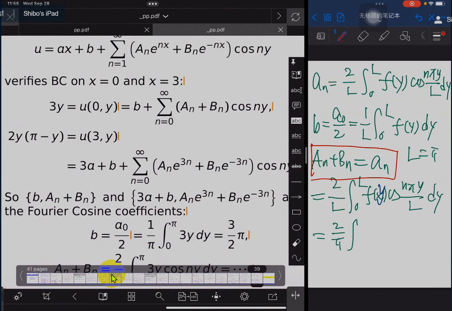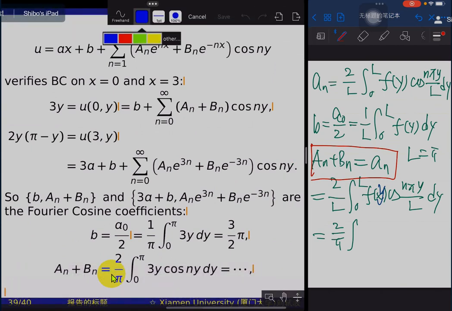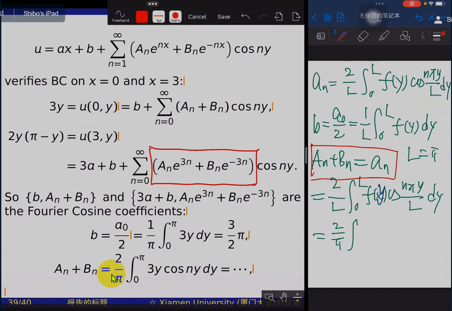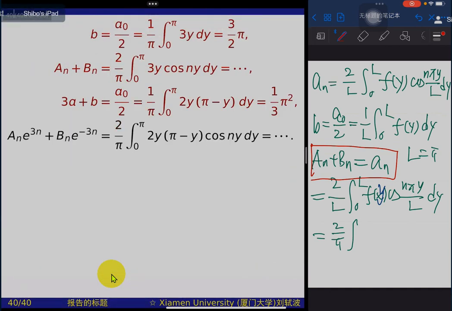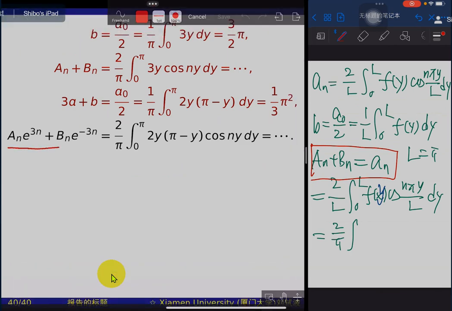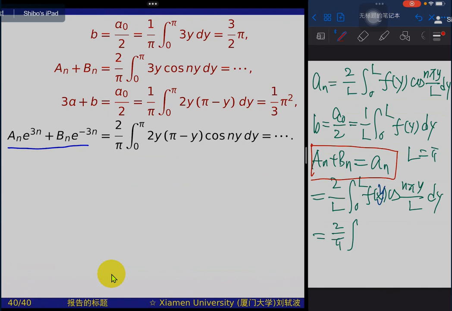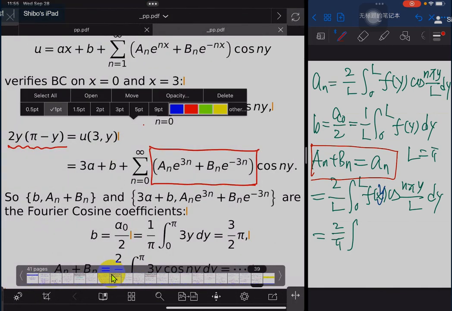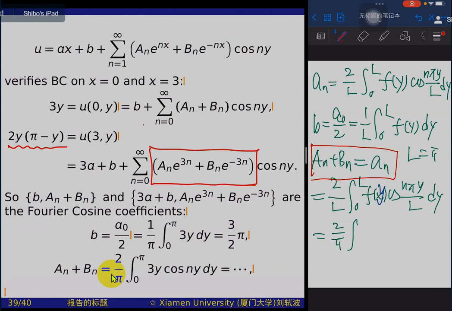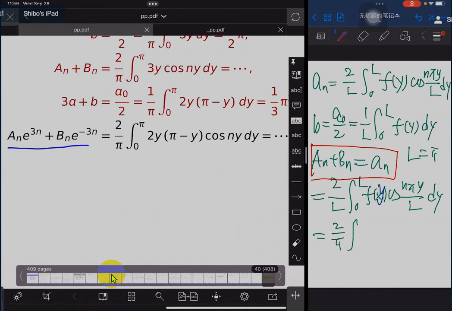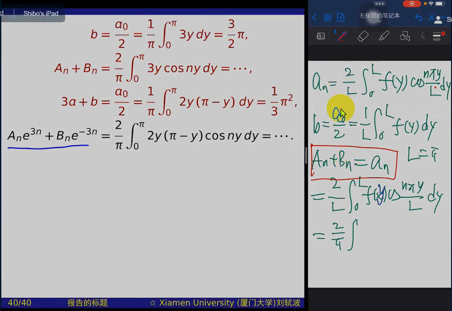And finally, the very complicated part is the An for the Fourier cosine expansion of 2y(pi minus y), okay? So by our formula, which we learned from our lecture and the textbook, we know that this complicated expression, as I said before, is just the coefficient for the expansion of 2y(pi minus y). So An e^(3n) plus Bn e^(-3n), this is just by the formula to compute An, the formula is here. You see that you can compute it by evaluating this integral.